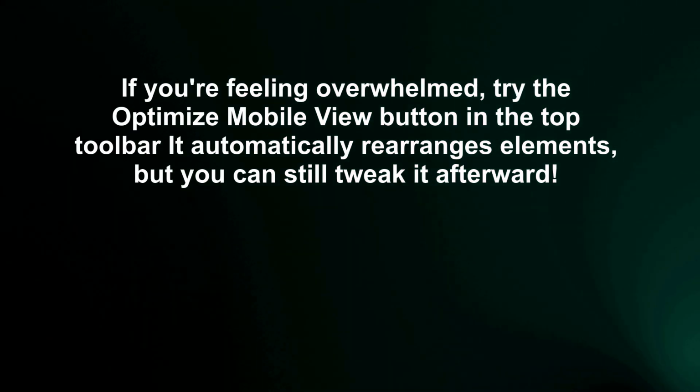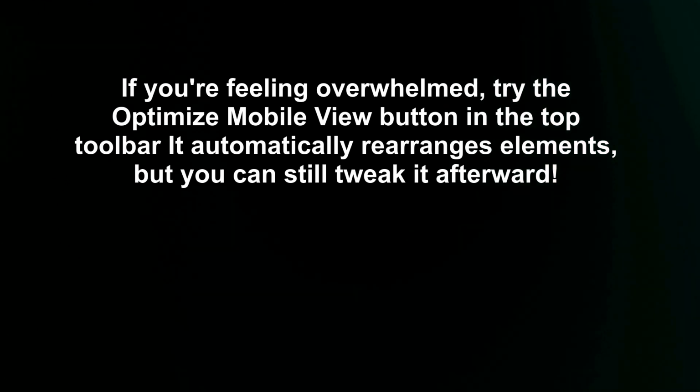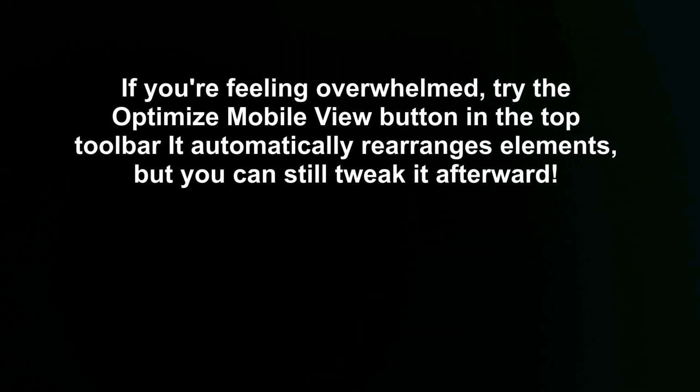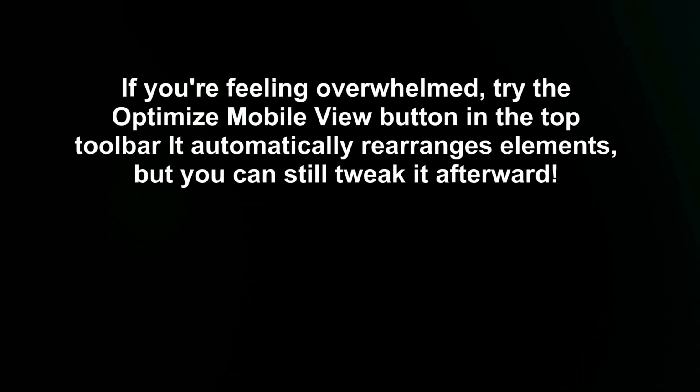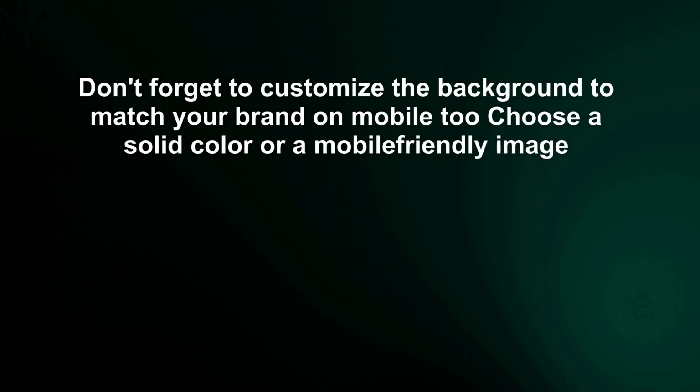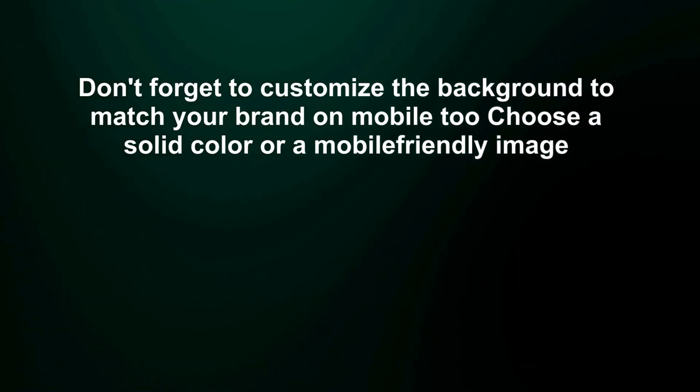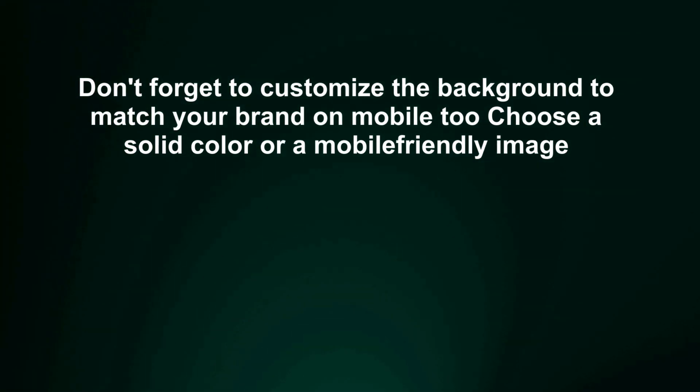If you're feeling overwhelmed, try the Optimize Mobile View button in the top toolbar. It automatically rearranges elements, but you can still tweak it afterward. Don't forget to customize the background to match your brand on mobile, to choose a solid color or a mobile-friendly image.